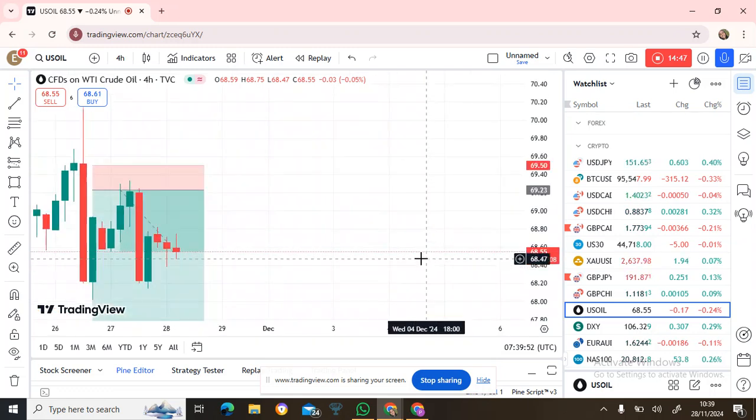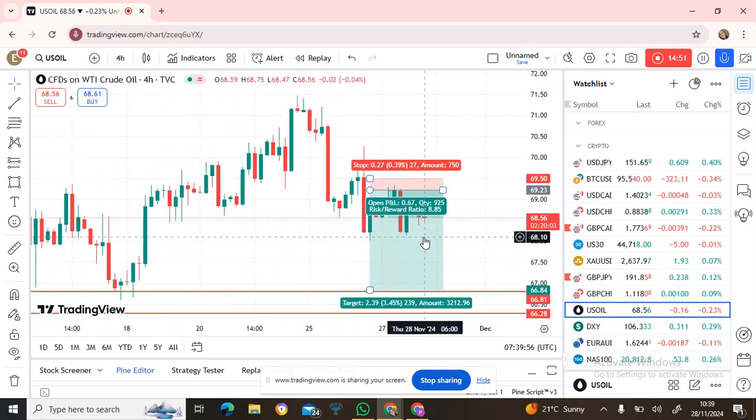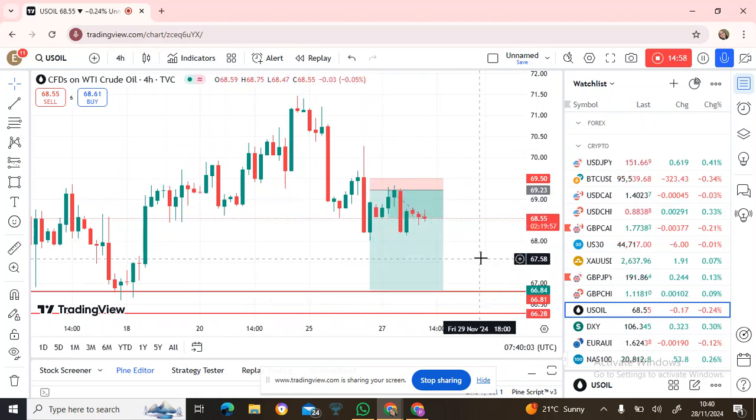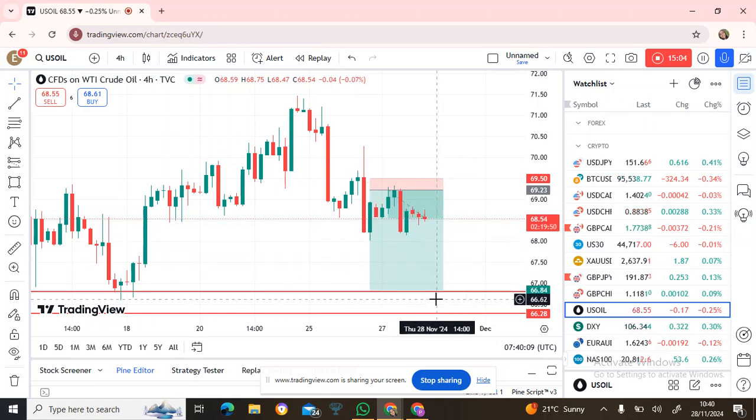You can see the market is moving in our direction. It's a beautiful move. We expect to catch about 239 pips. It's a 1 to 8 risk to reward. This is a beautiful entry. So if you miss this entry, you can wait for the market to break these lows, then a pullback, then you can grab this move all the way down.